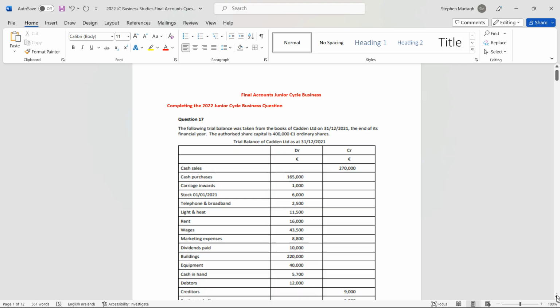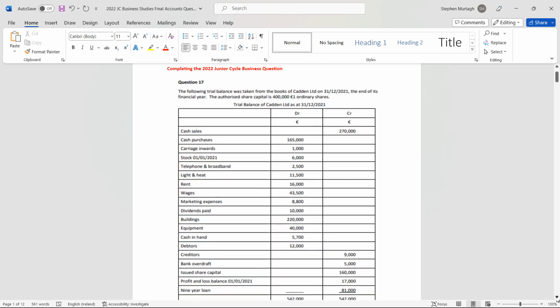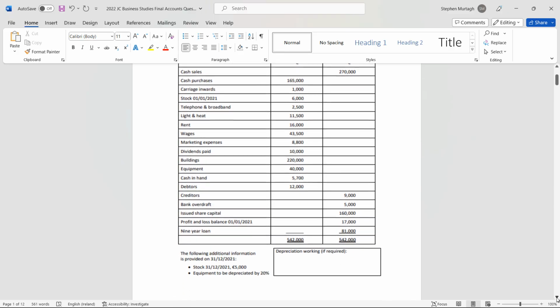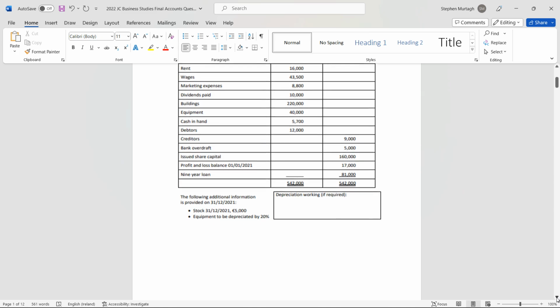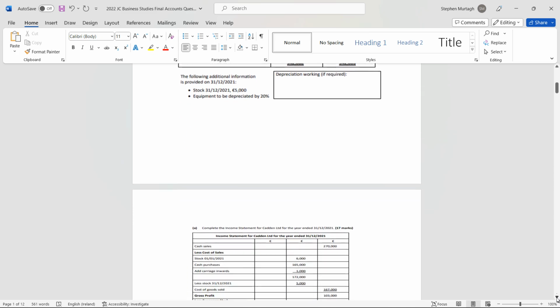You're presented with this information, and what you're asked to do then on the next two pages was to complete the income statement and the statement of financial position. So in this video, I'm going to break down the final answer. I'll show you the marking scheme first, which you can see here.